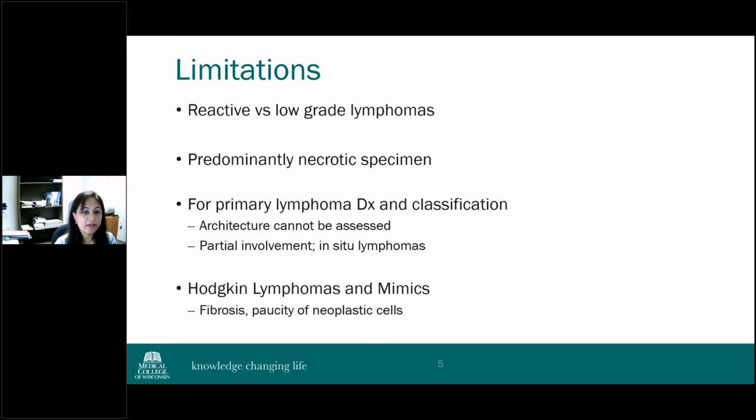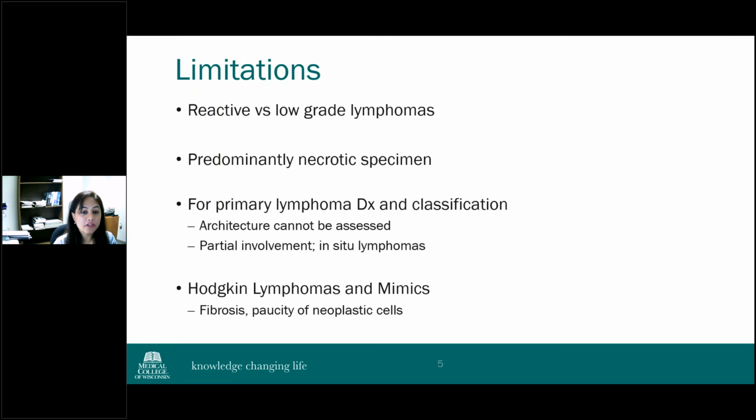In case we have a predominantly necrotic specimen, again, the cytomorphology is not readily appreciable, so that would be another limitation. For diagnosis of primary lymphomas and classification, just FNA by itself is not enough. One of the limitations is that the architecture cannot be assessed. And in some cases where there is either partial involvement or if you have in situ lymphomas, those can be notoriously hard to diagnose on just cytomorphology.